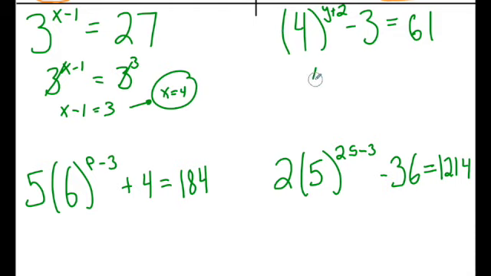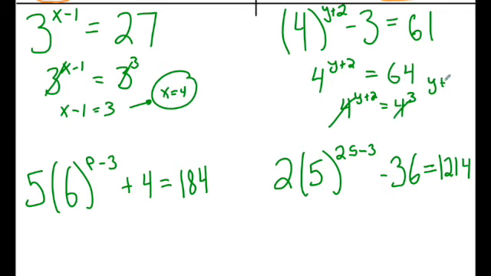All right, in problem 2, you first need to isolate the 4 by adding 3 to both sides. So you get 4 to the y plus 2 is 64. Okay, 64 can be rewritten as 4 cubed. This means the bases cancel, and you get y plus 2 is equal to 3, and then subtracting 2, you get y is equal to 1.